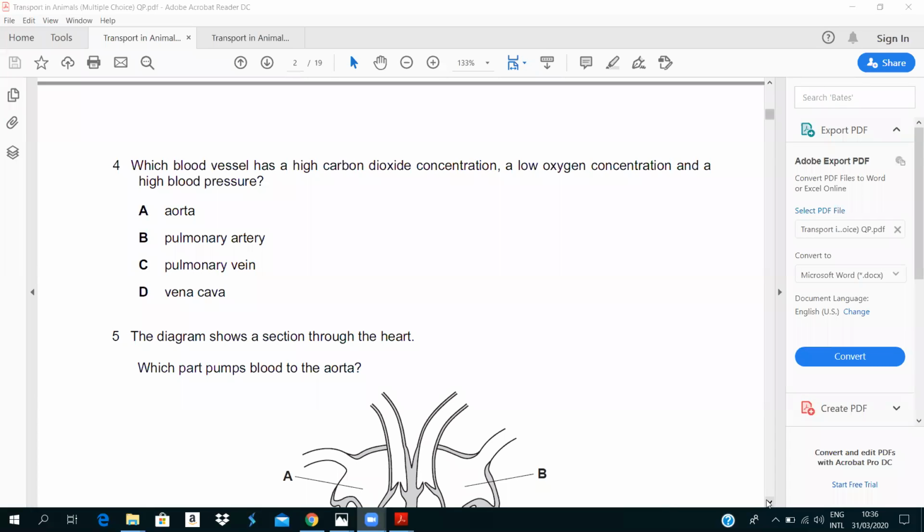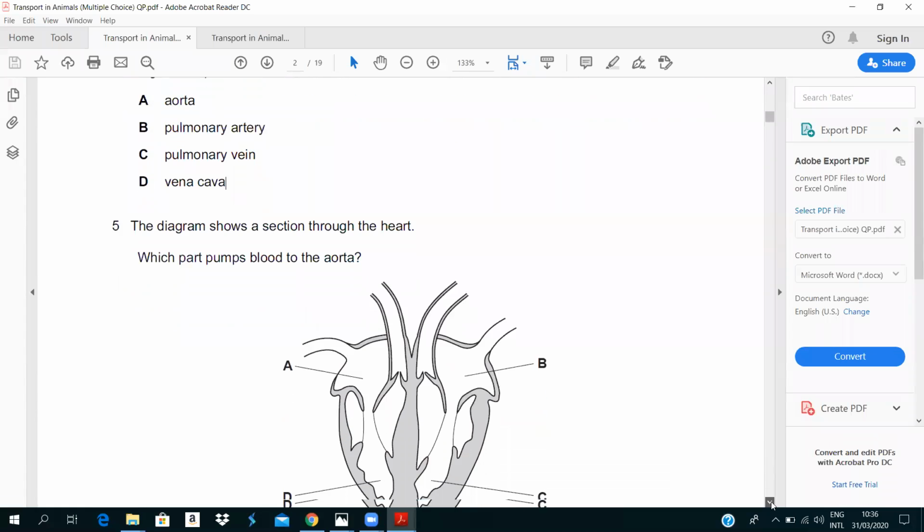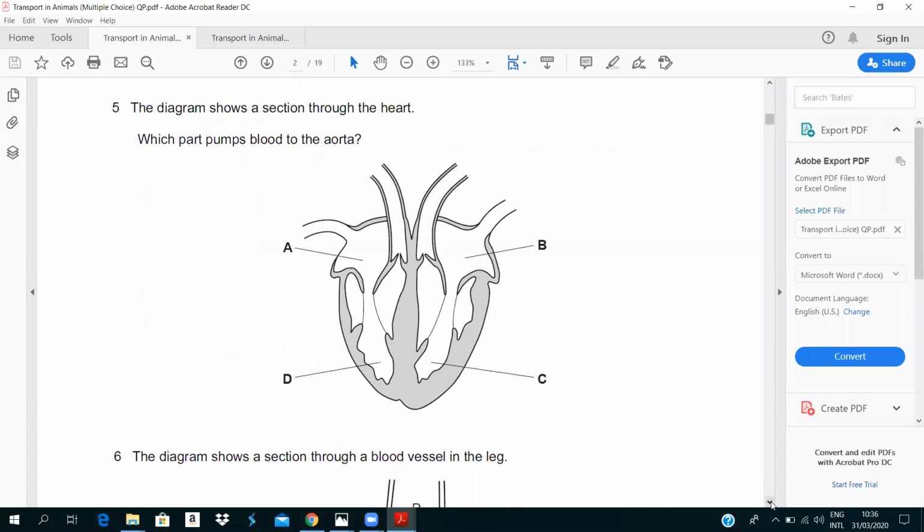You see the heart or no? Can you read? Can you solve the question? The diagram shows movement through the heart. Which part pumps blood to the aorta? Aorta, that's number 5. It's B. Pump the blood to the aorta.